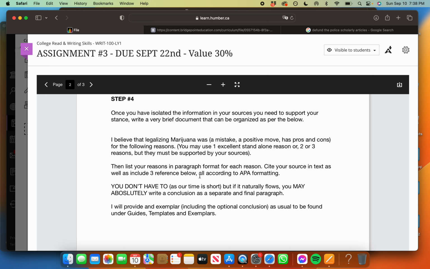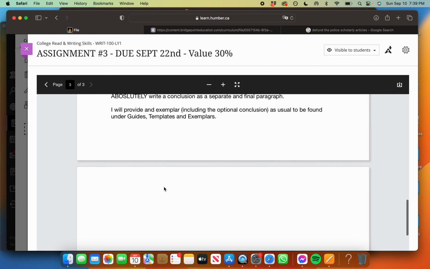Then list your reasons in paragraph format for each reason. Cite your sources in text as well as include 3 references below, all according to APA formatting. You don't have to, as our time is cut short, but if it naturally flows, you may absolutely write a conclusion as a separate and final paragraph. Okay, so you might want to just conclude something very briefly at the end of your paragraph, but you could write a separate conclusion. I think most of you will probably want to do that. It's a natural outcropping of the exercise. So you have an exemplar now of how to do that. So that's all there.